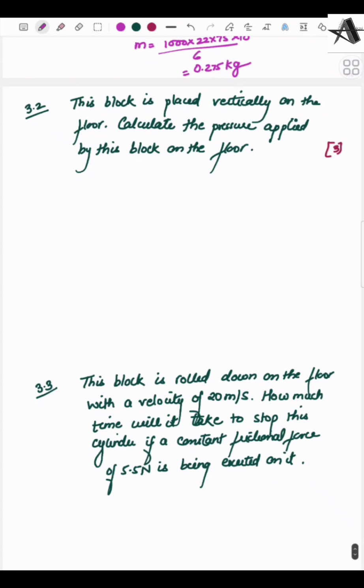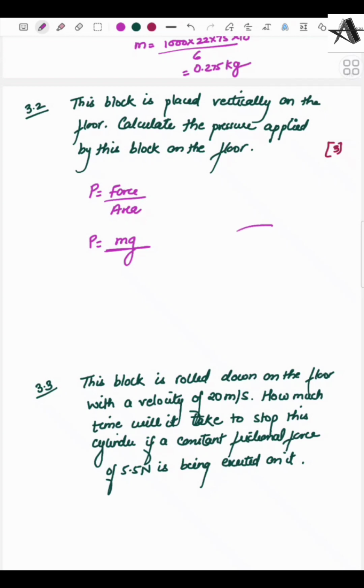3.2. This block is placed vertically on the floor. Calculate the pressure applied by this block on the floor. See, we know pressure is equal to force over area. Now force, if it's placed on its own, that means force is what? Its weight. Weight is what? Mg. So pressure is now mg, because it's in the downward direction. Your force applied is, if there is no external force, the body weight.